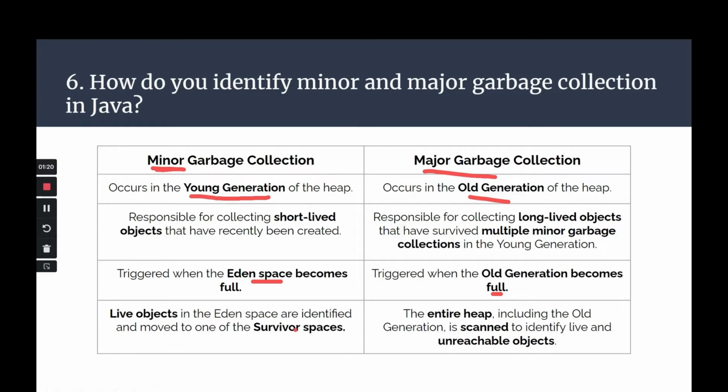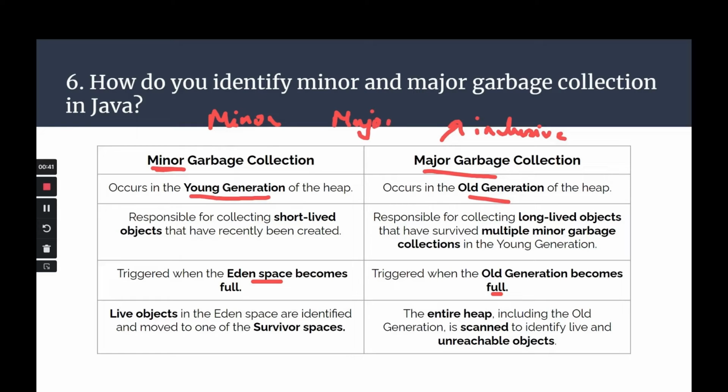Live objects in the Eden space are identified and moved into the survivor spaces. We have already seen that the entire heap, including the old generation, is scanned to identify live and unreachable objects. So now we understand that the major GC is more inclusive of your minor garbage collection. Whenever your major GC happens, it also means your minor GC has already happened. First it starts with minor and finally it goes to major.